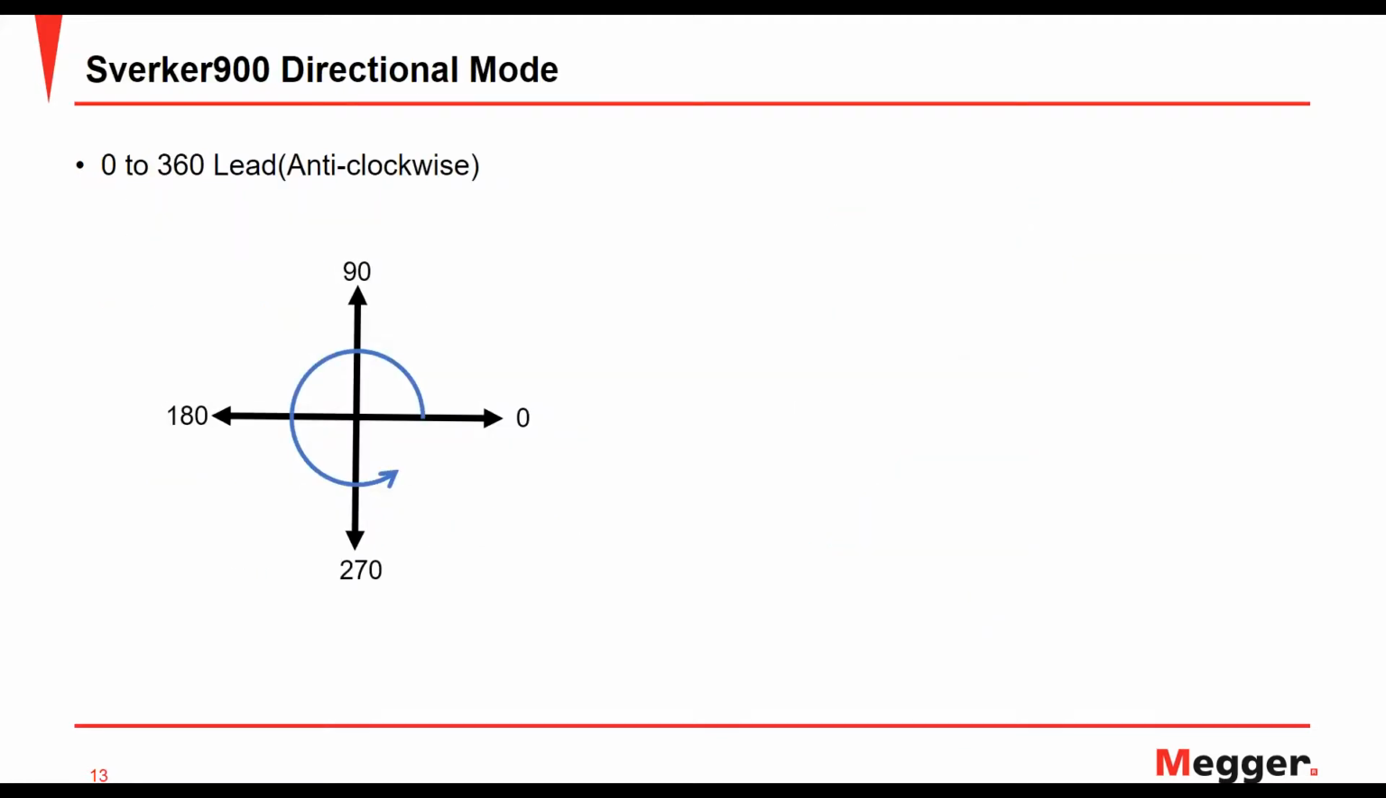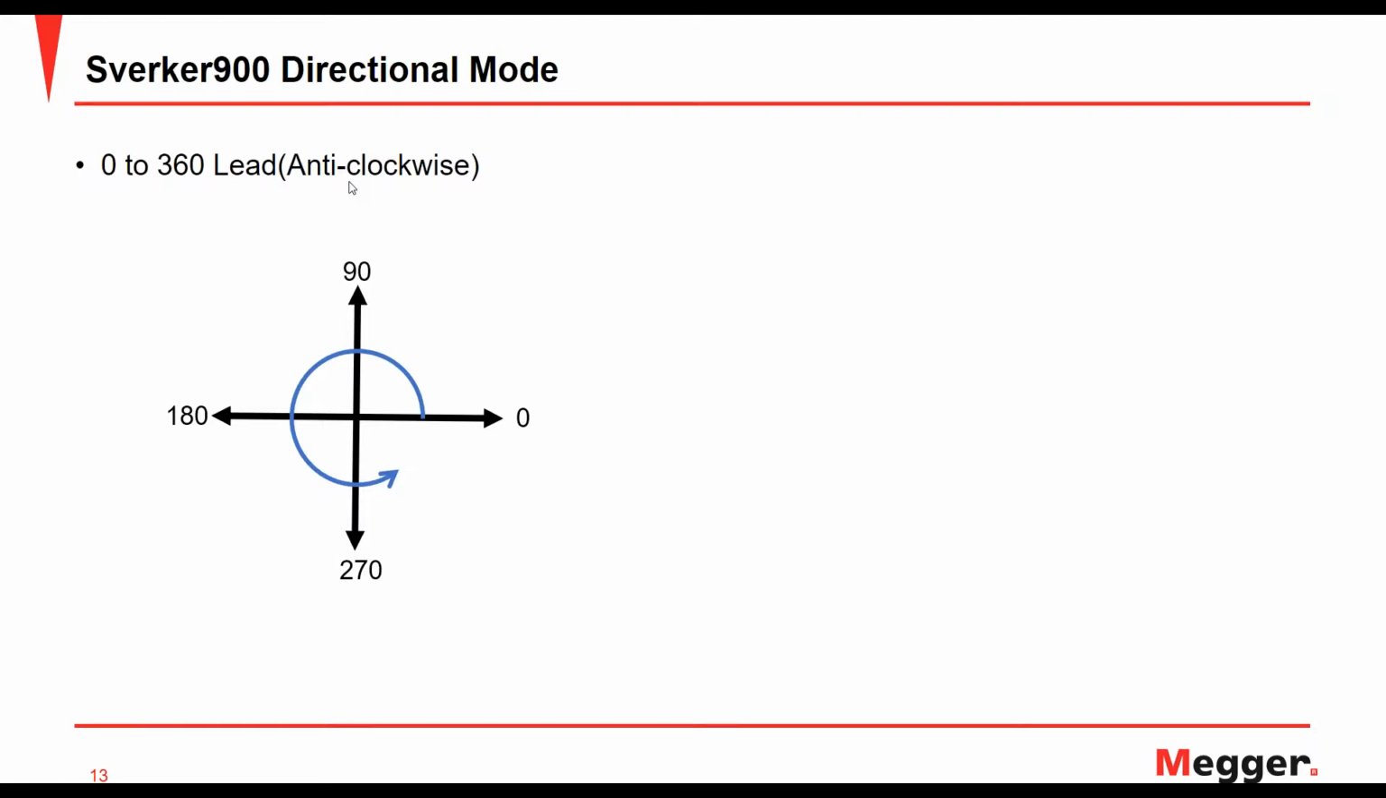So for the SVERKER900, just a quick note: it is using the 0 to 360 lead directional mode, or phase angle mode. Some other test equipment will use a different phase angle mode, but it does not really matter for us. It depends on the test equipment.